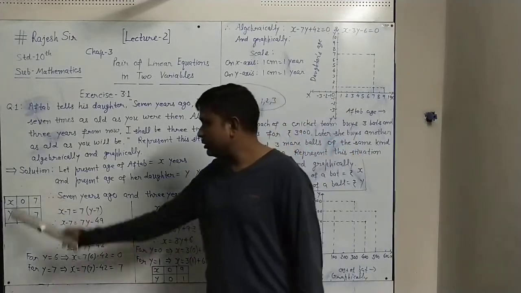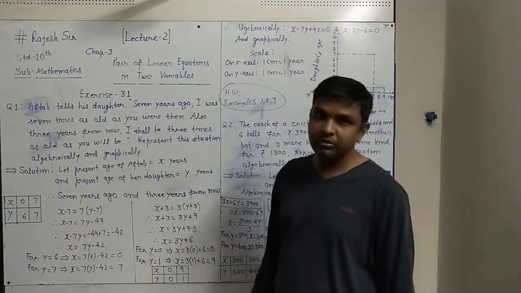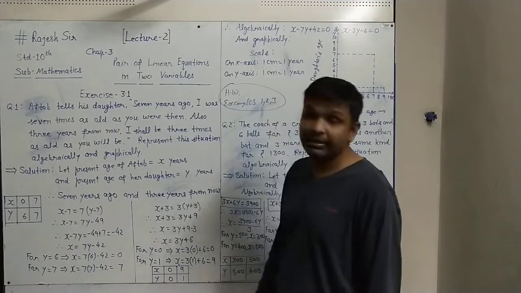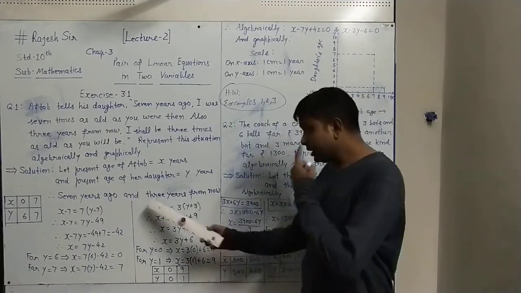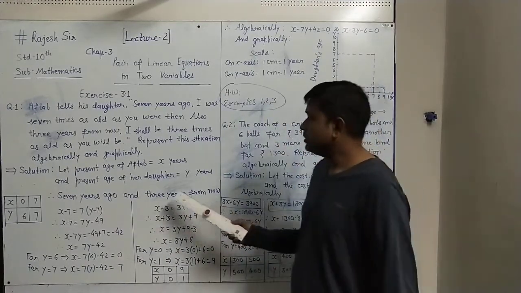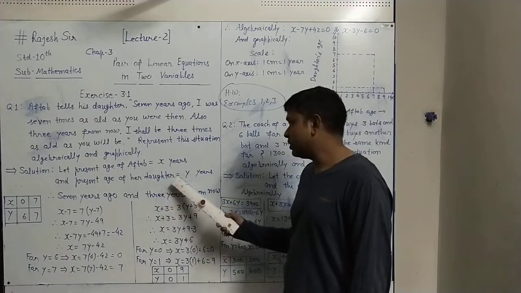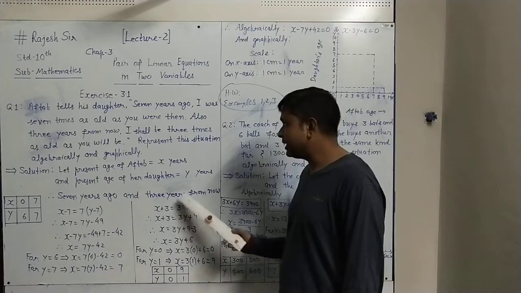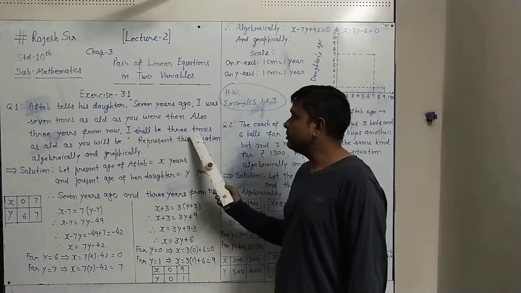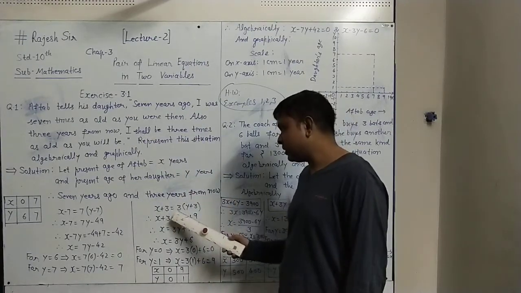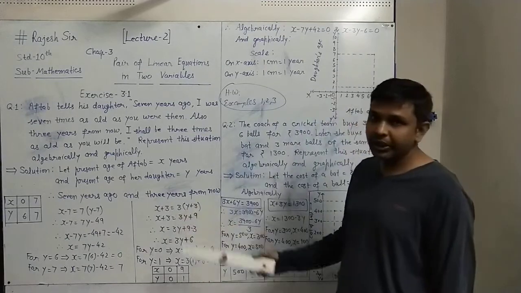So this way we have the two pairs of x and y values for this first situation, 7 years ago equation. Similarly, 3 years from now, Aftab's age will be x plus 3 and her daughter's age will be y plus 3. At that time the relation is Aftab's age was 3 times her daughter's. So 3 times her daughter's age we have created.